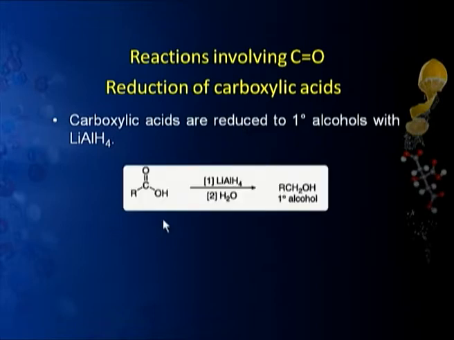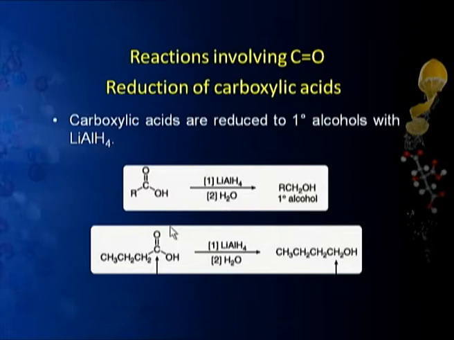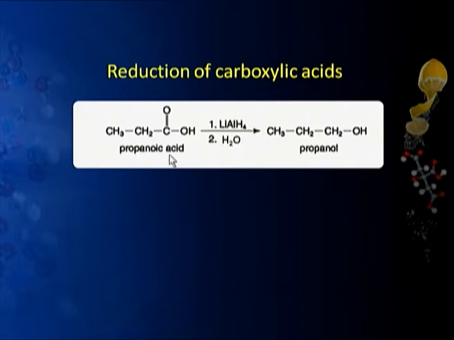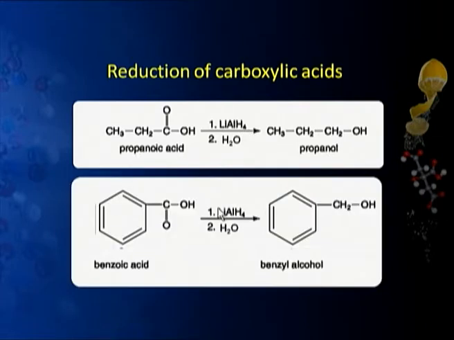Like this is any carboxylic acid, when it is treated with lithium aluminum hydride, this C double bond O will be ultimately reduced into CH2 and we will get a primary alcohol. You can see in this example, this C double bond O was here and now it is replaced by CH2. We can have some example like propanoic acid, this on reduction will give propanol. Similarly, if we take some aromatic acid like benzoic acid, this CO is also reduced into CH2, so we will get benzyl alcohol. So, the common reaction due to C double bond O of the carboxyl group is reduction.